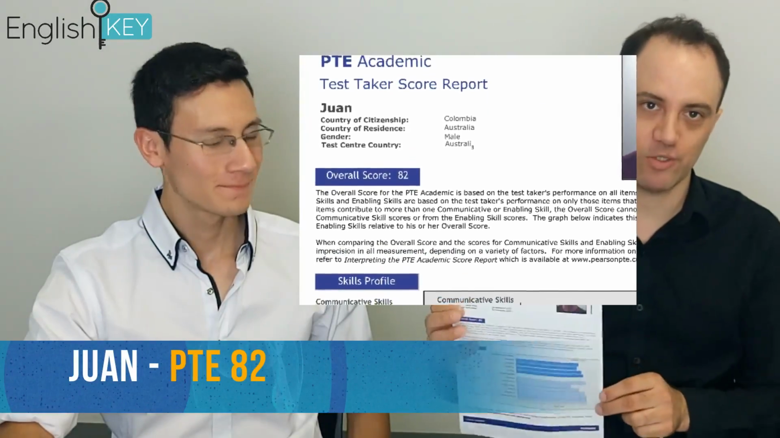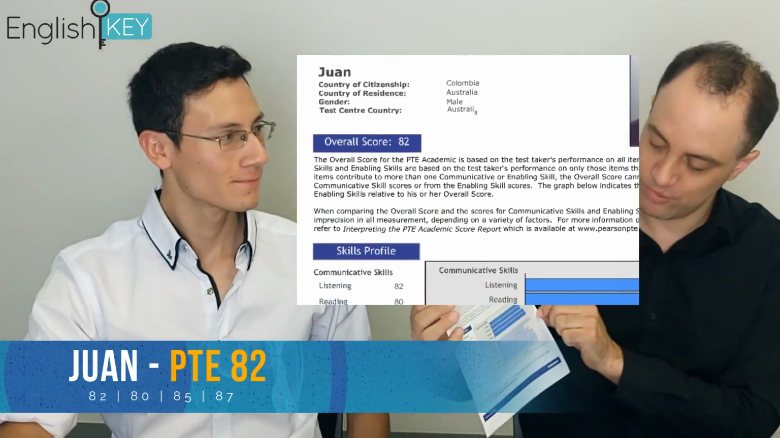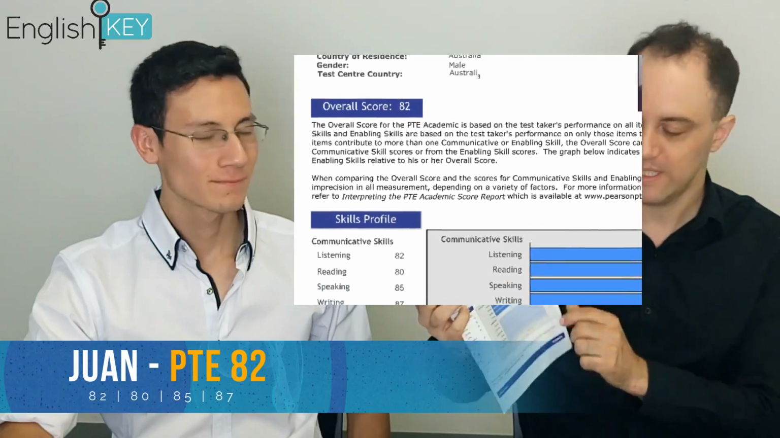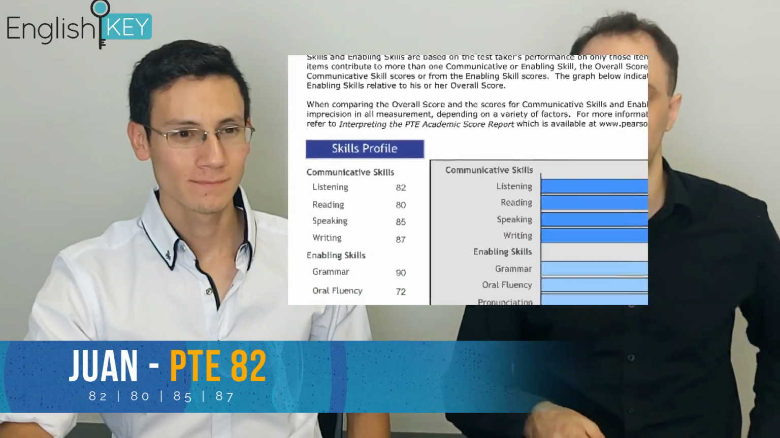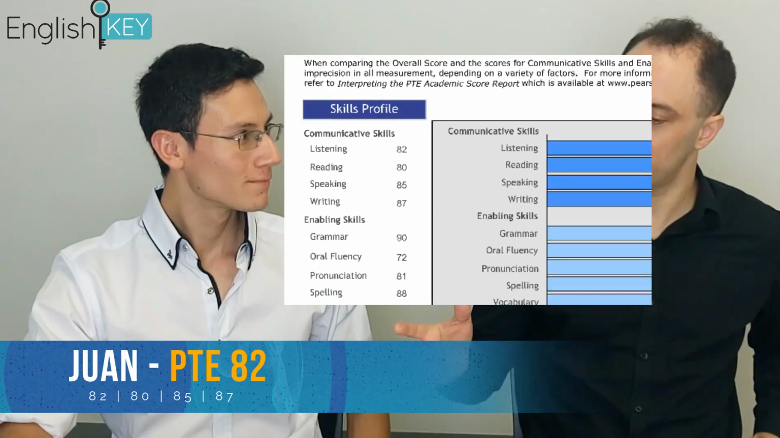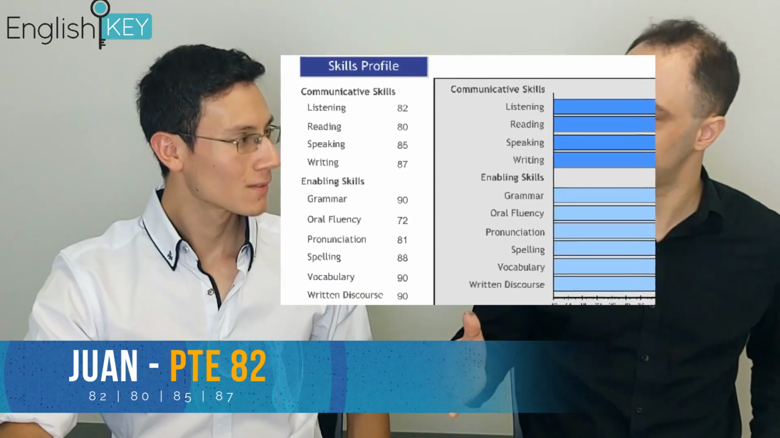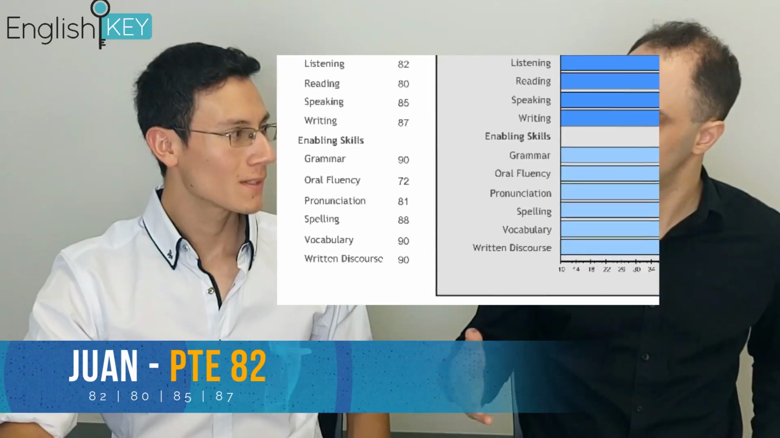Hello, Clive. Juan has done superbly. He's got an overall 82 in PTE, including 82 in the listening section itself. But Juan, you've told me that listening is one of the parts of the exam that you find most challenging. Why is that? Well, there are different factors, but the important one was the task which was highlighting the correct paragraph. That was the most challenging for me.